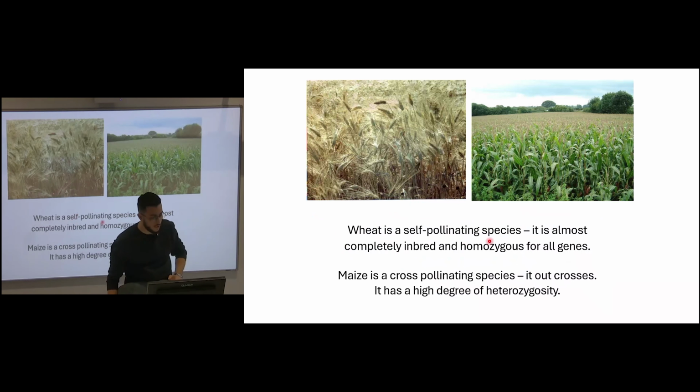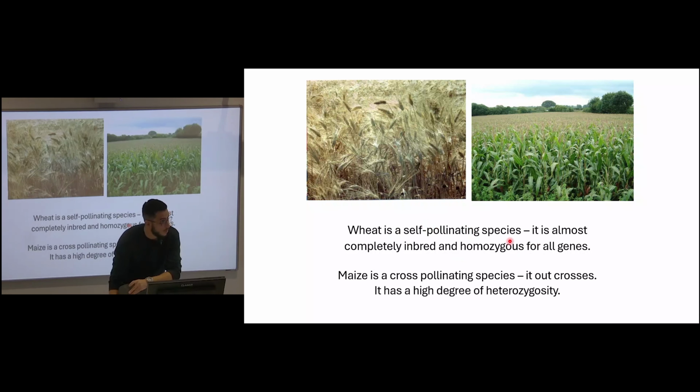For example, there are two types of mating. You can look at two plants, let's say, wheat or maize. Wheat is a self-pollinating species, so it is almost always inbred. The plant itself pollinates itself, okay? So this is a kind of self-fertilization. We can consider this as completely non-random, and it is homozygous for all genes because of this non-random mating.